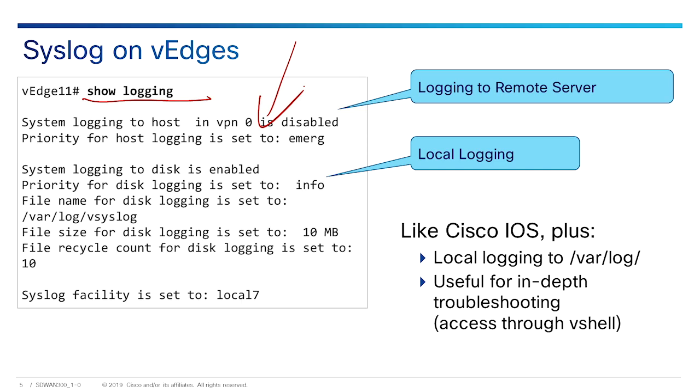A show logging command is as follows. We're logging to disk, set to info and below, and this is where we're logging on the box. Our logging is set to 10 megs per file, and after 10 files we start overwriting them.